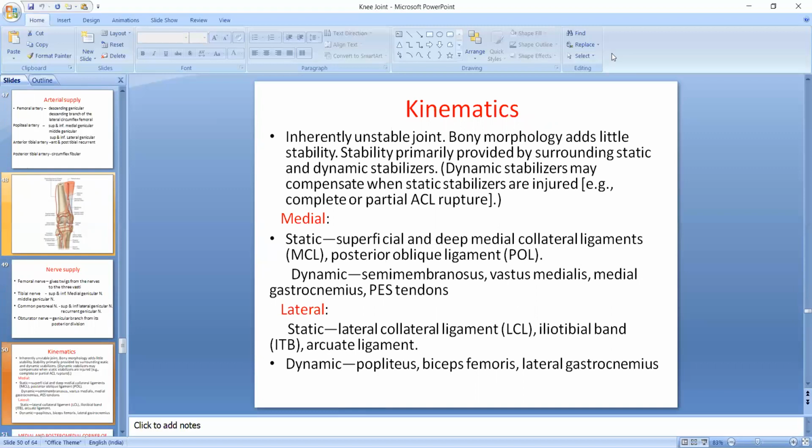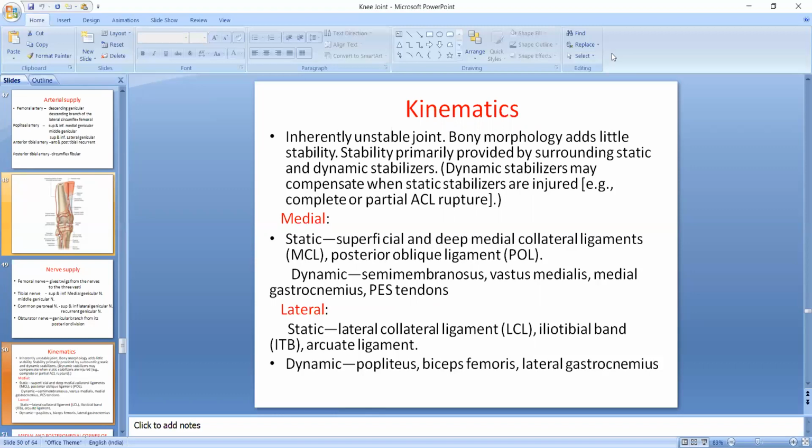Kinematics: the knee is an inherently unstable joint. Bony morphology adds little stability. Stability is primarily provided by surrounding static and dynamic stabilizers. Medial static stabilizers are the superficial and deep medial collateral ligaments and posterior oblique ligaments. These are the ligaments that can provide stability of the knee joint.